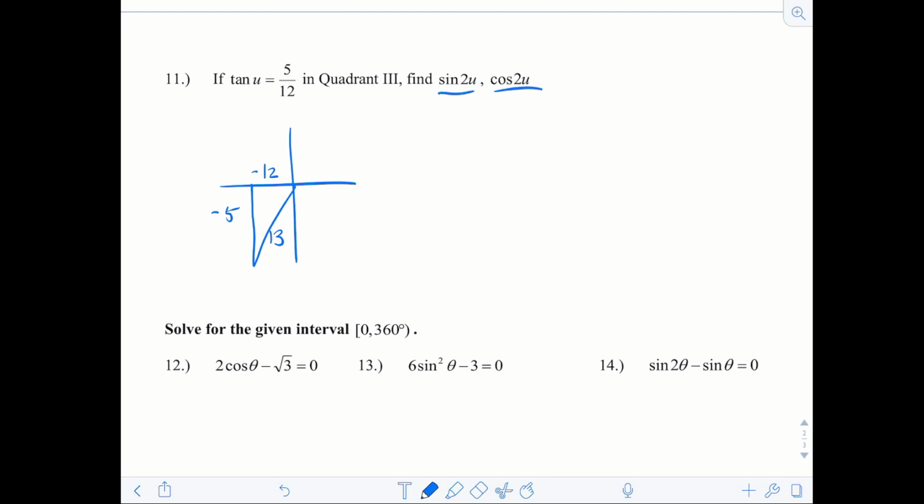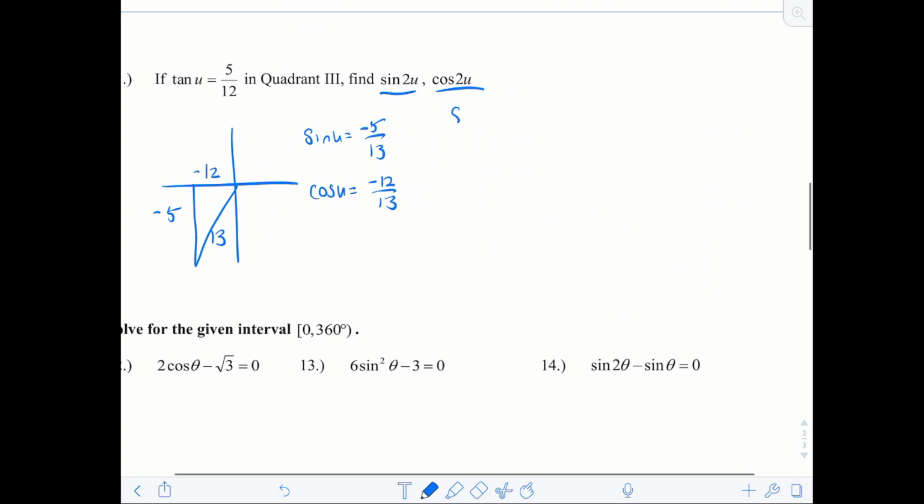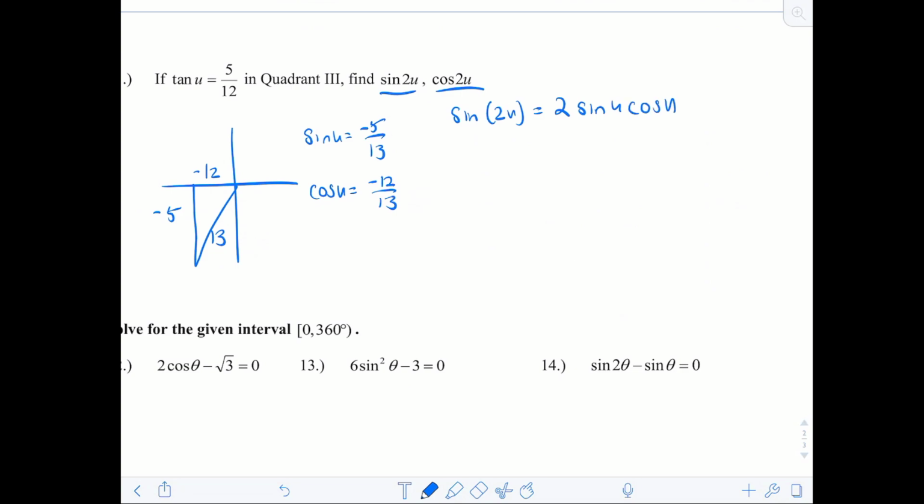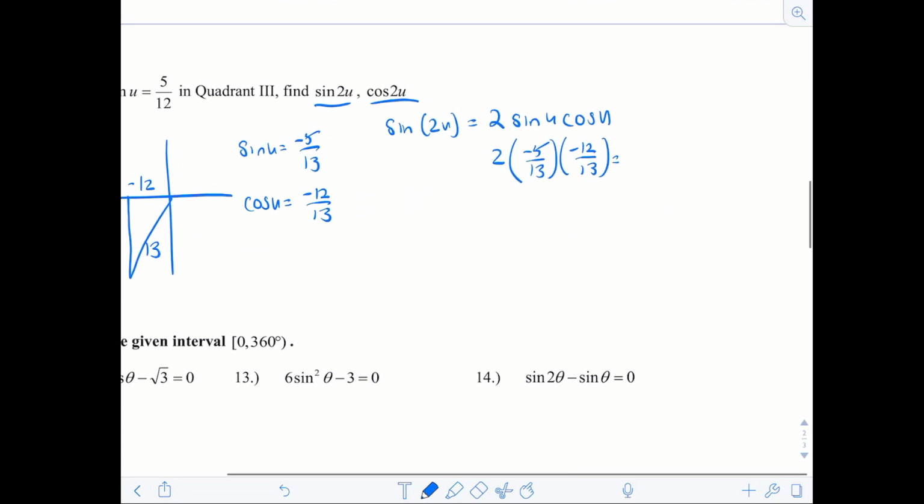of 2u. So if I look at this, sine of u is going to be negative 5 over 13. Cosine of u is going to be negative 12 over 13. So sine of 2u can be rewritten as the formula 2 sine of u cosine of u. So 2 times negative 5 over 13 times negative 12 over 13, which ends up giving us positive 120 over 169.